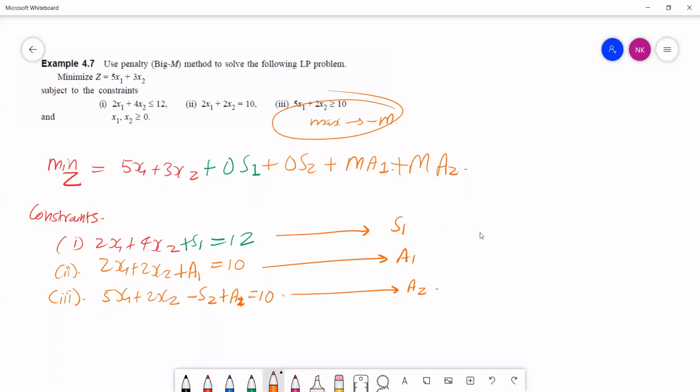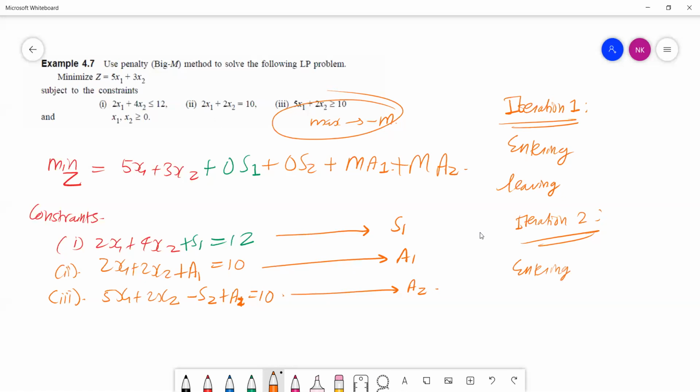I am giving you 3 minutes to just decide in the first iteration. I won't be solving the entire question. In the first iteration, which is the entering variable and which is the leaving variable, just decide that. Then we would be discussing the same thing for iteration 2, which is the entering, which is the leaving.